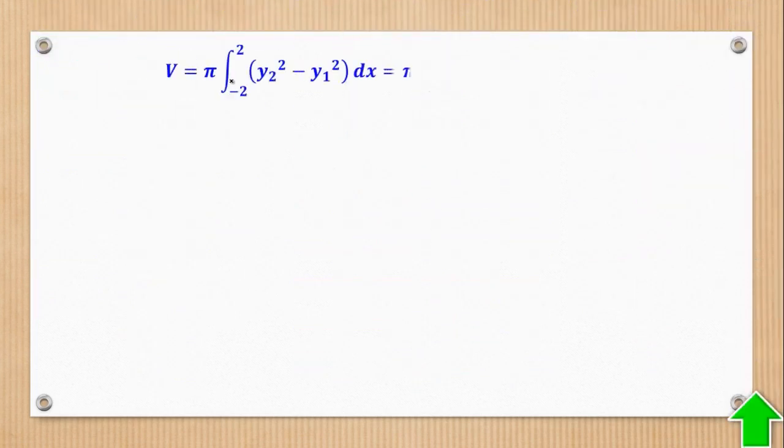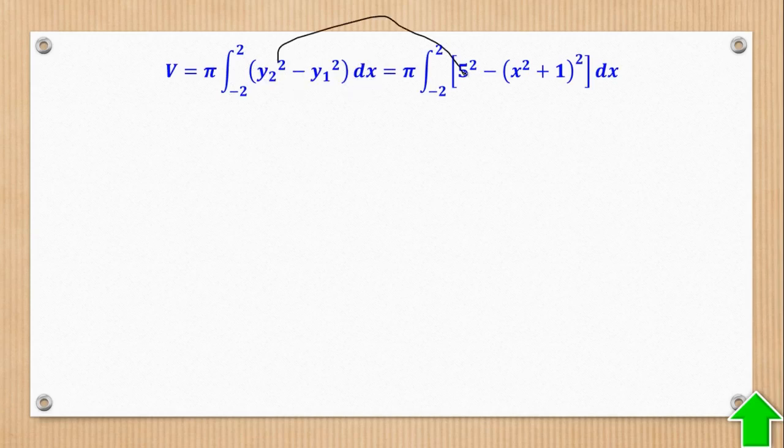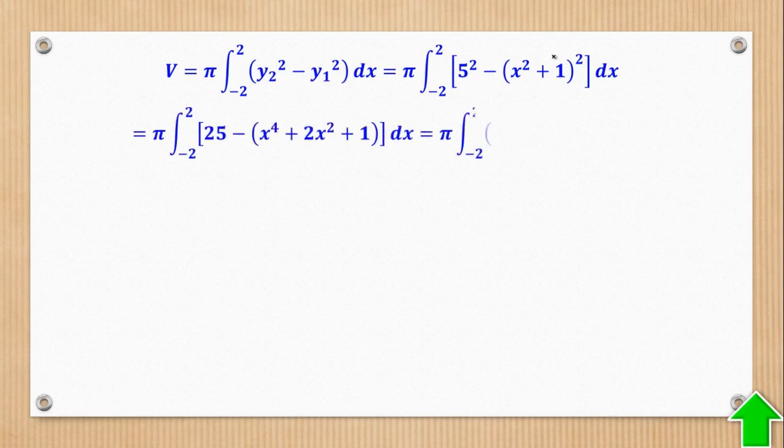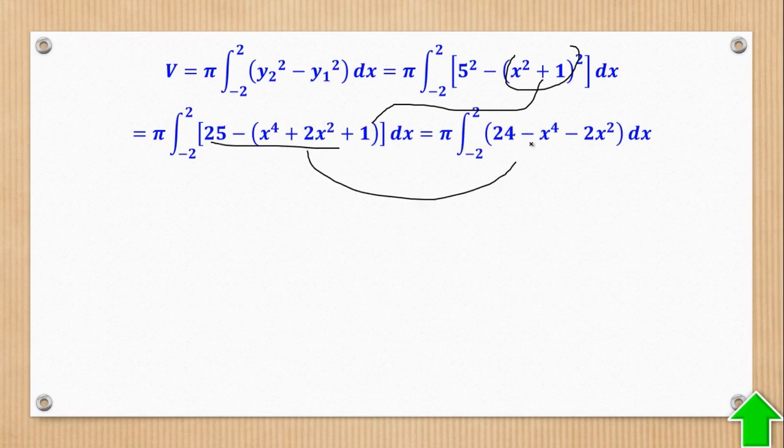So you come and say that volume will be equal to pi integral of y2 squared minus y1 squared dx. Then you substitute y2 was 5, it is squared. Y1 was x squared plus 1, it is also squared. Then you shall first expand. Expanding this gives you this. Then collecting like terms for the whole gives you that.